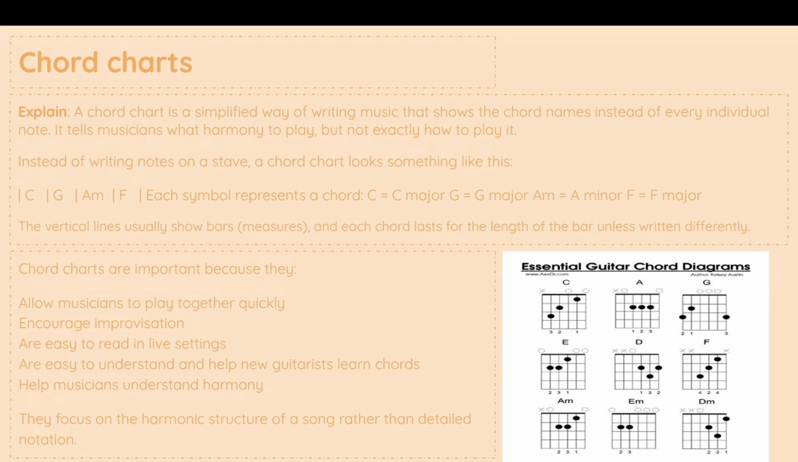Chord charts. A chord chart is a simplified way of writing music that shows the chord names instead of every individual note. It tells musicians what harmony to play, not exactly how to play it. Instead of writing notes on a stave, a chord chart looks something like this. Each symbol represents a chord. C equals C major, G equals G major, Am equals A minor, and F equals F major.